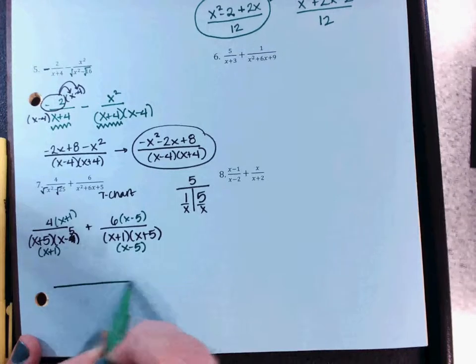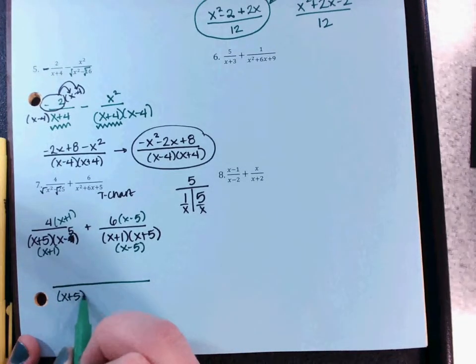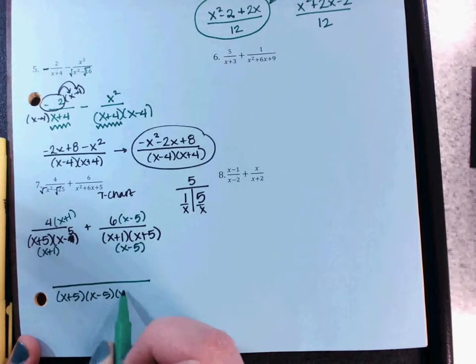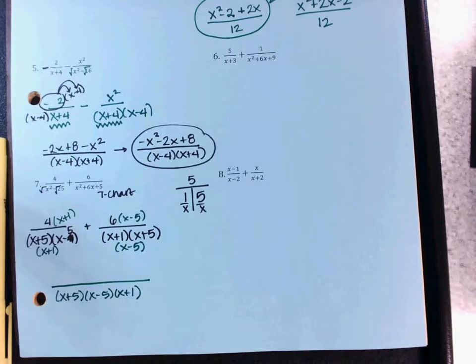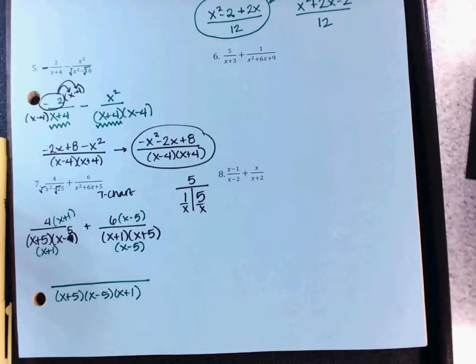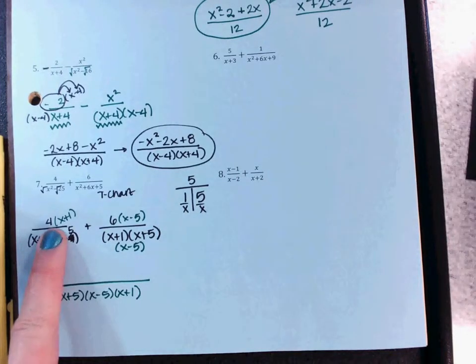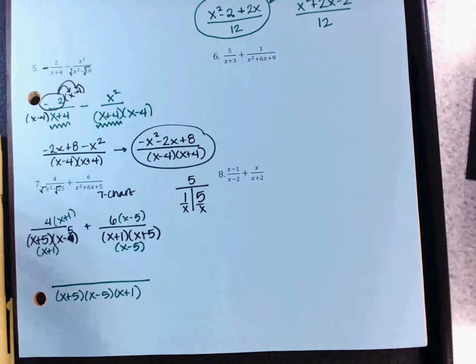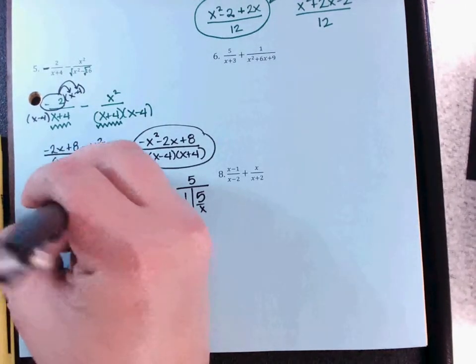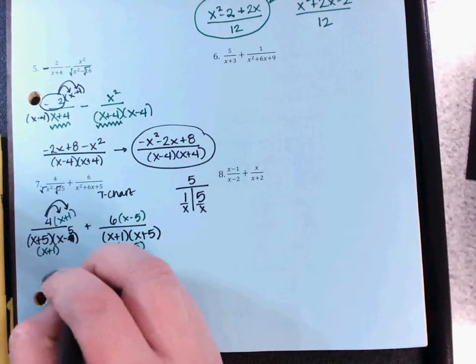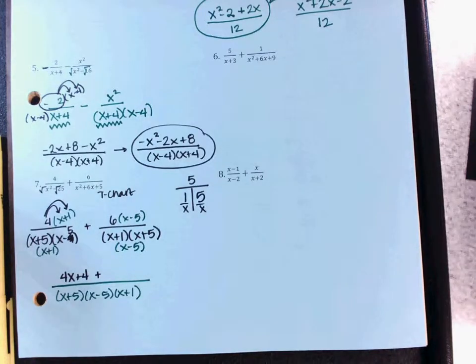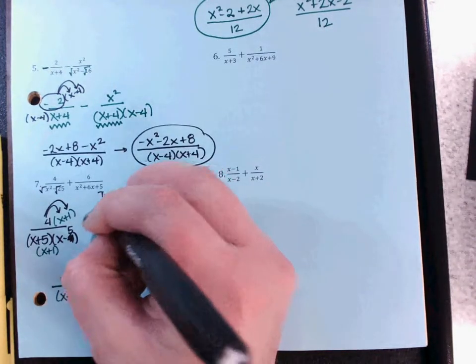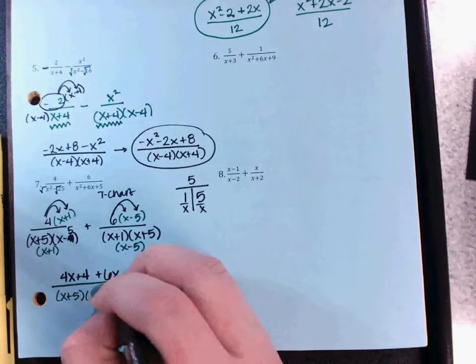So first step, I have plus and minus 5 and a plus 1. But on the top, I'm going to have to distribute how many times? I'm going to have to distribute twice. Once on the first fraction, once on the second fraction. So this first one, multiply your 4 in, what are you going to get? 4x plus 4, plus the second fraction times your 6 in, 6x minus 30.